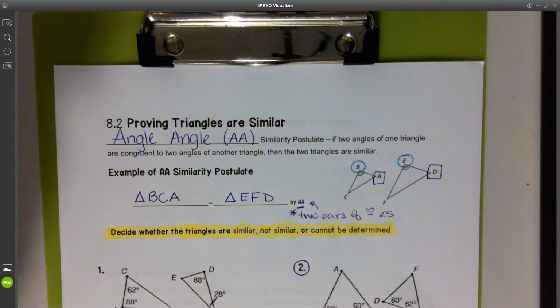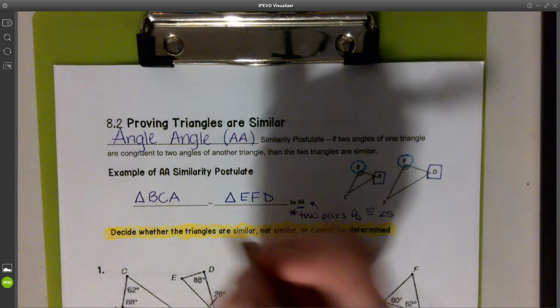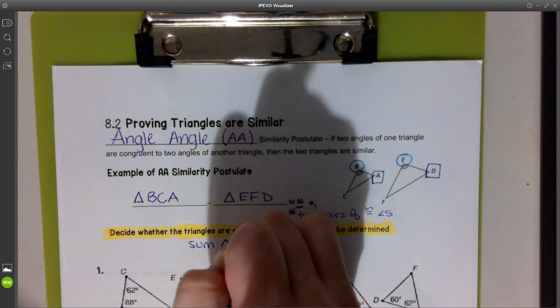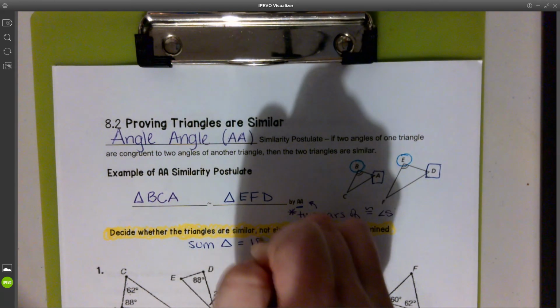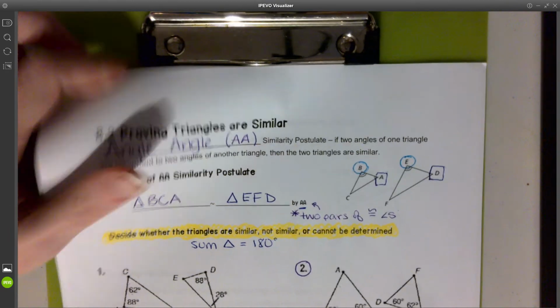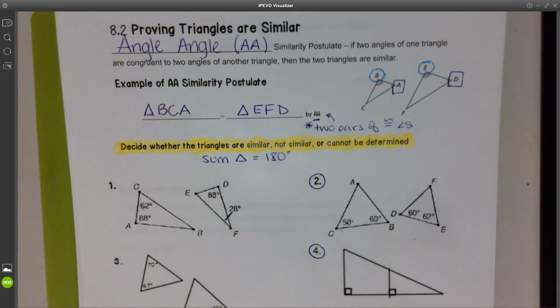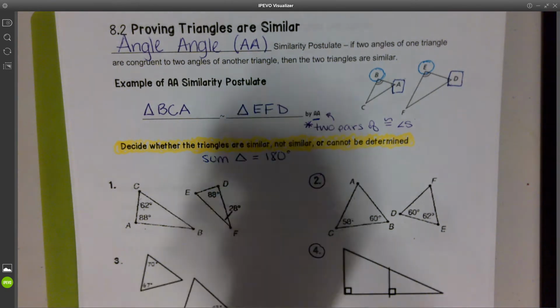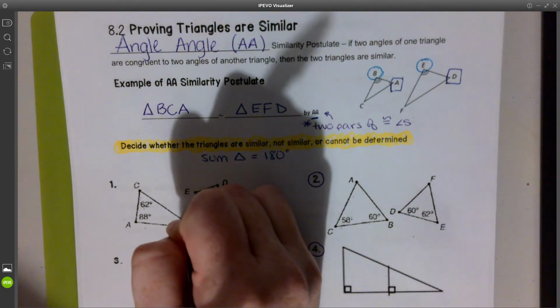The first thing I want to recall is that the sum of a triangle from the inside is 180 degrees. So that means all three angles should add up to 180 degrees. If an angle is missing and we have two angles, we have enough information to be able to find the third. All right, so let's look at number one. In number one, we are given the two triangles and we are missing angle B in this triangle.